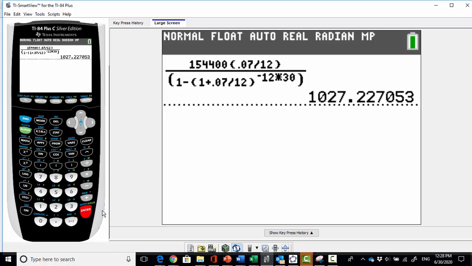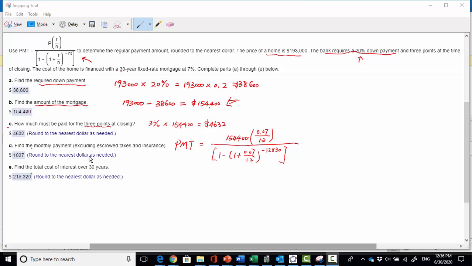So the monthly payment is going to be $1,027 and roughly 23 cents if we round to the nearest cent. Take the number you got from your calculator and round to the nearest dollar. Then that will give us roughly $1,027. This is the monthly payment for the mortgage.